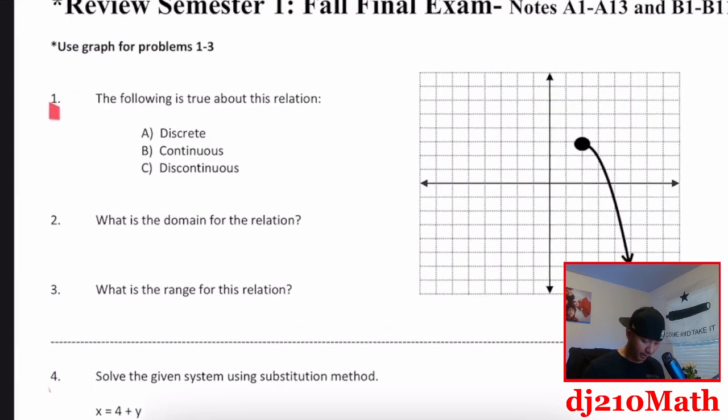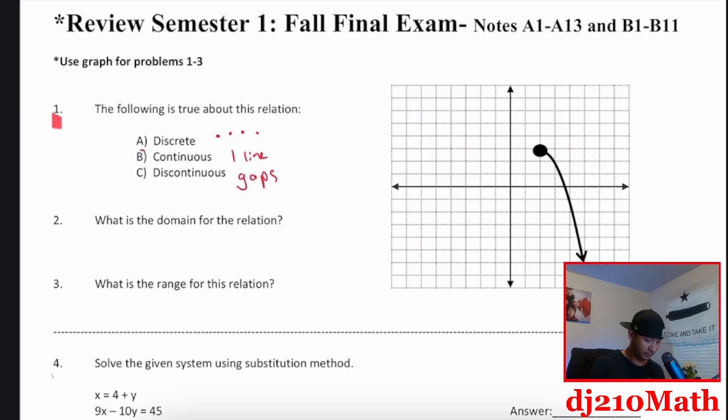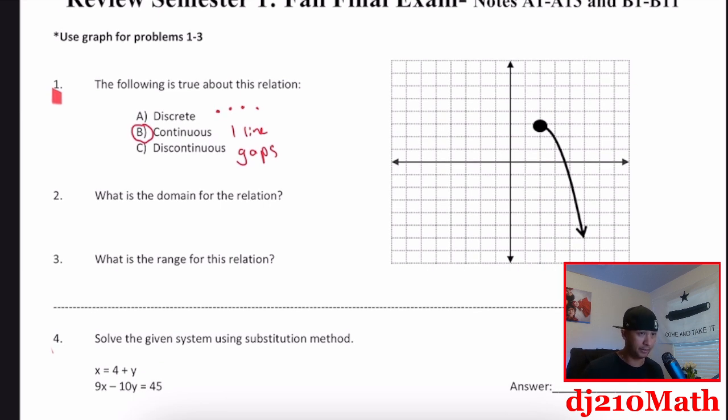Looking at this graph, remember discrete is when there are a bunch of dots. It's strictly dots. That's what discrete is. Discontinuous, we're looking for gaps. And then a continuous function is just one solid line. So this picture is definitely continuous. It's one solid line. It doesn't have gaps and there's no dots.